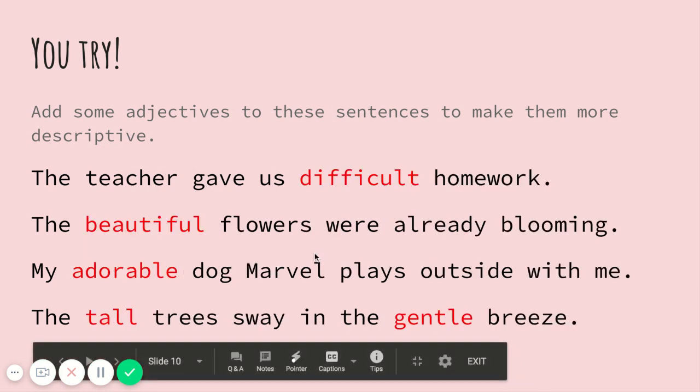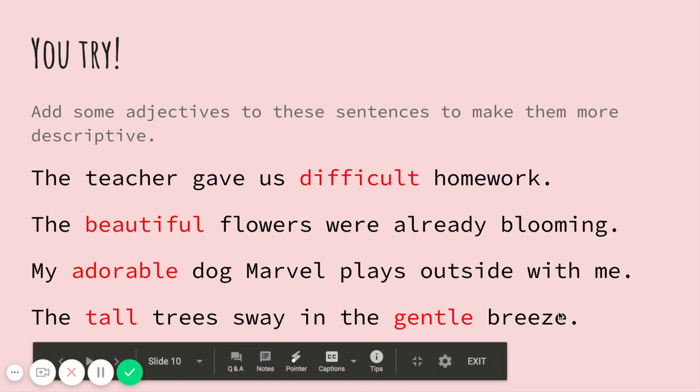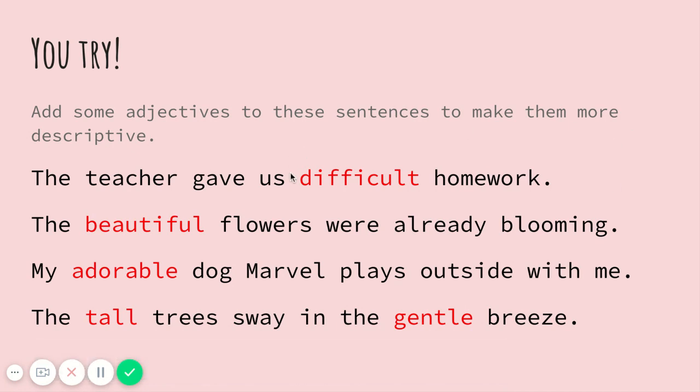All right, so we're going to look at some possible answers that you could have had. Now, if your adjectives are different from mine, that's totally okay, so long as you added in some describing words, right? The teacher gave us difficult homework. In this case, our adjective is the word difficult. See that it's in red here? And then our noun would have been homework.